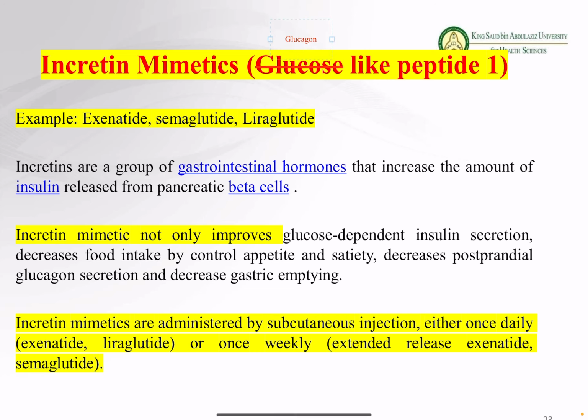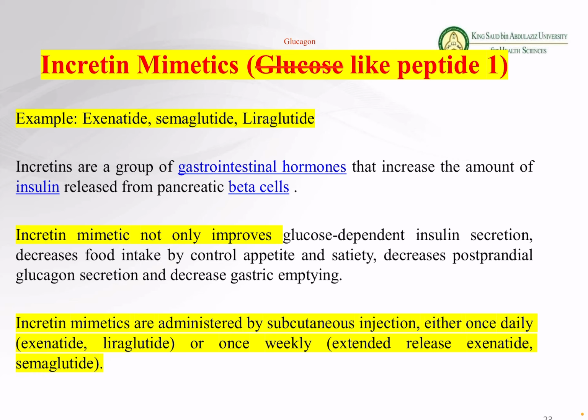Now, I just mentioned to you that it's not glucose, it's glucagon. I just made a correction on it. Everybody hear that point, right? Yes or no? Okay. So this is glucagon-like peptide.